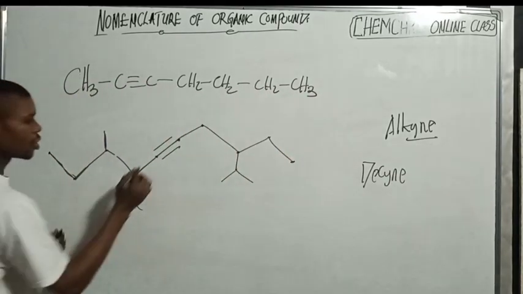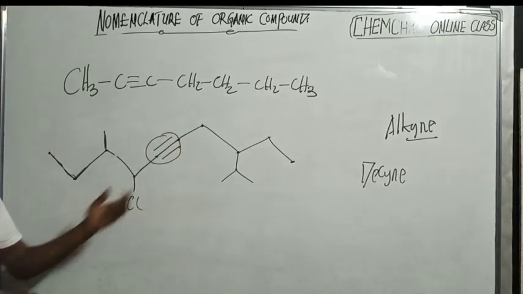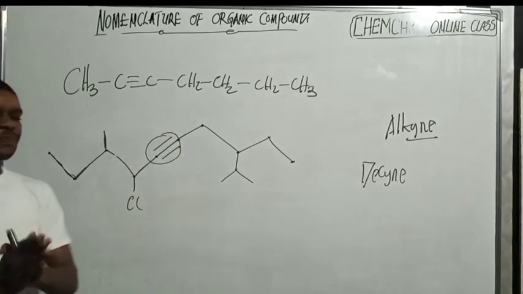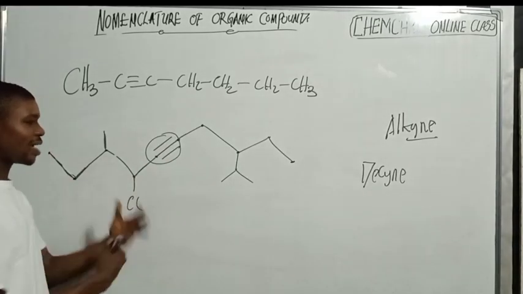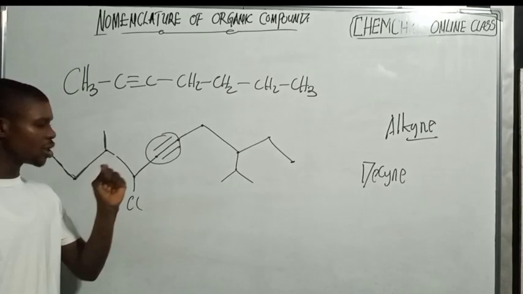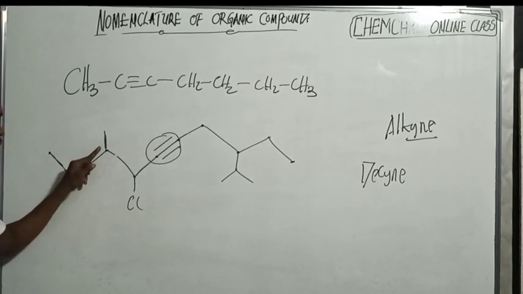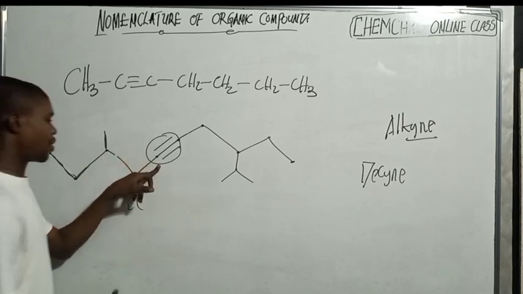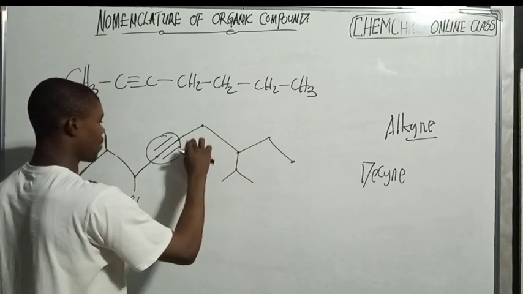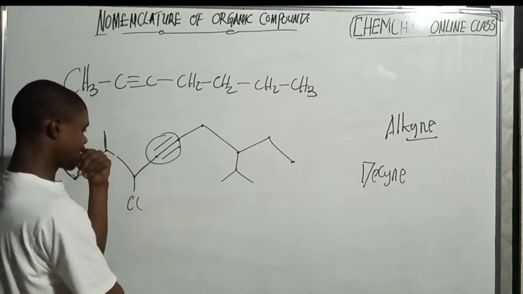So these 2 carbon atoms are the ones that will carry the triple bond, right? So therefore, let's pick the position of the triple bond. Before you can start naming any other thing here, you must pick the position of the triple bond. So from here, 1, 2, 3, 4, 5, carbon 5, right? But now from here we have 1, 2, 3, 4, 5, carbon 5.